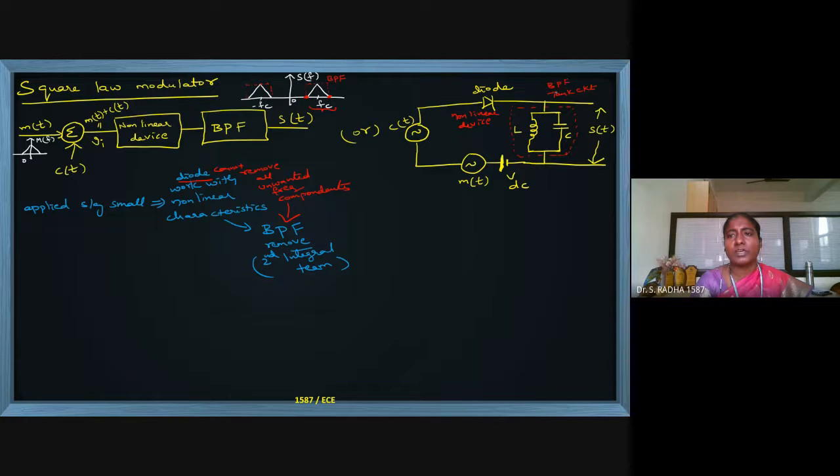So in the spectrum, a single triangle is shifted to left and right, and a range of frequencies is allowed. That is the band pass filter characteristic. And it can remove the unwanted frequency components. The diode alone cannot do so, so we are taking the help of a band pass filter. It will remove the unwanted frequency components.